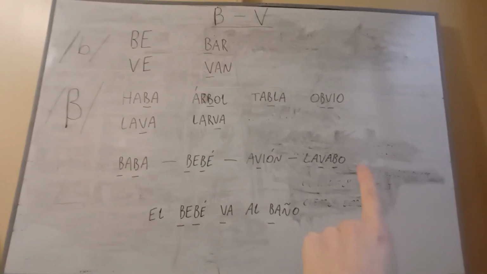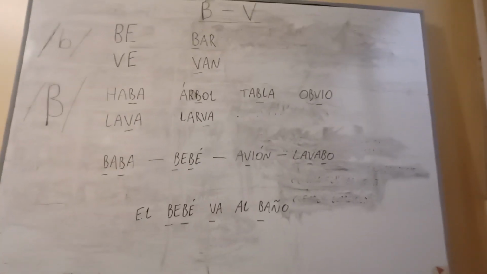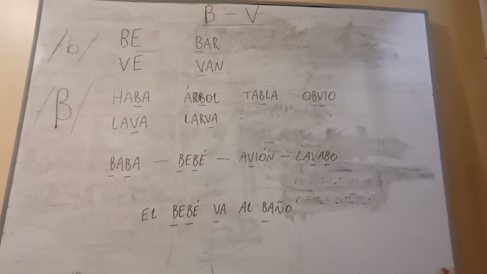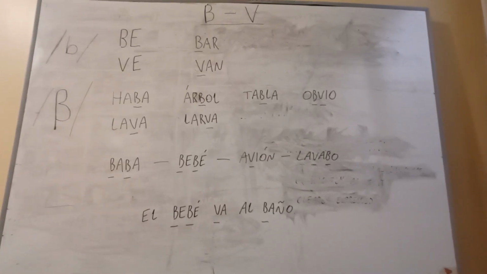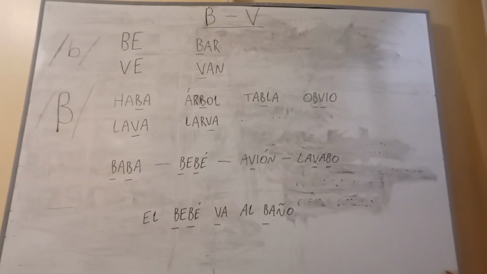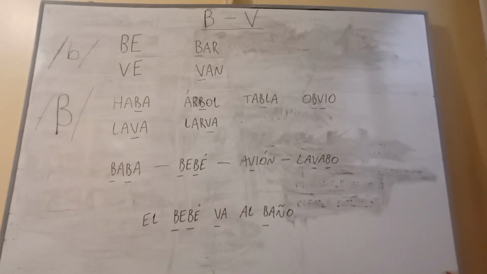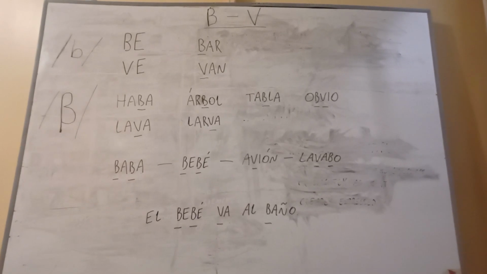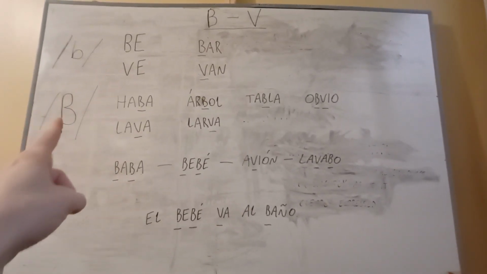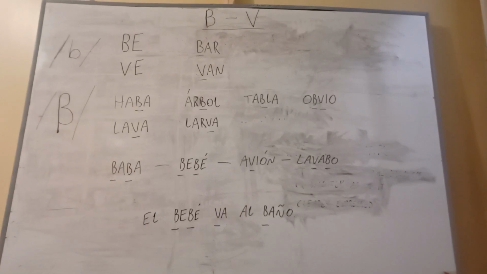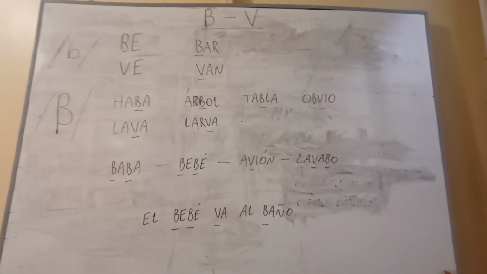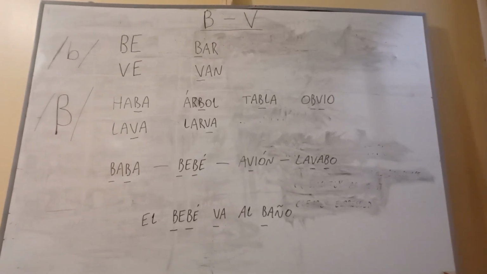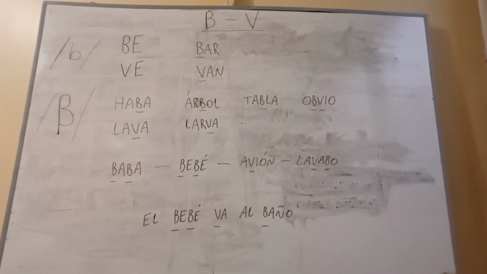And now let's see the fourth example. Lavabo. So here we have different consonants, but the sound is the same, and it's an approximant sound because they are between vowels. Lavabo.